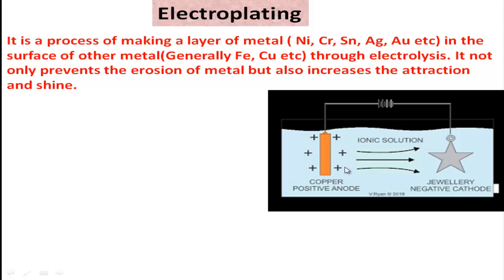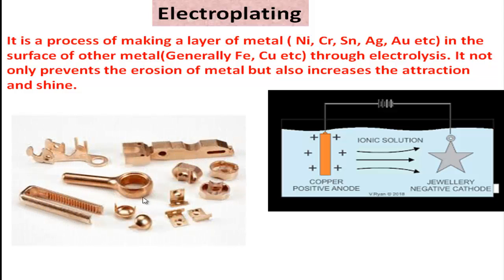Our wristwatches are generally electroplated by nickel, chromium, and also our cans of food, milk cans, or different cans for preservation of food items. These cans are also electroplated by tin, in this way. And different jewelry items are gold plated or silver plated, so these are done by this electroplating process. This process and this reaction is known as electrolysis.